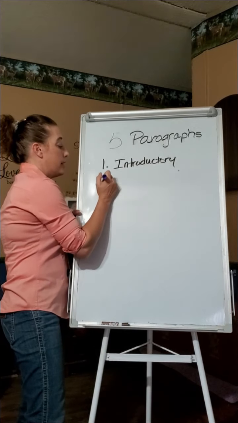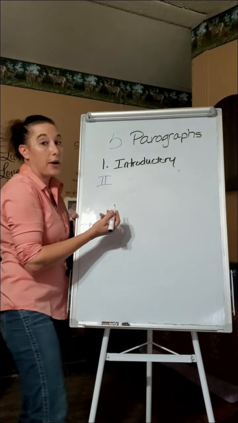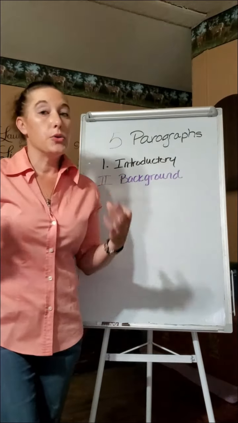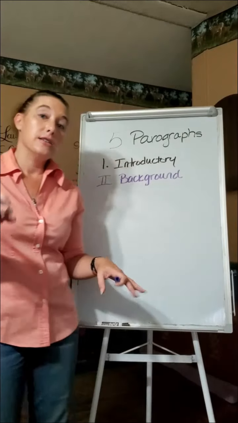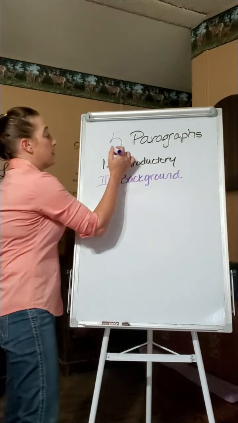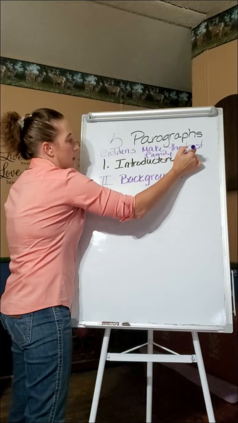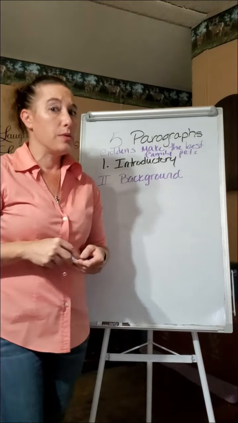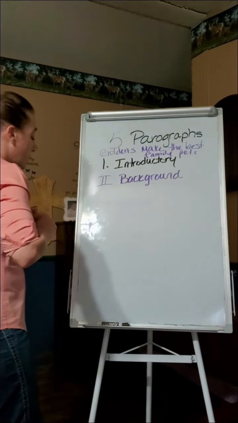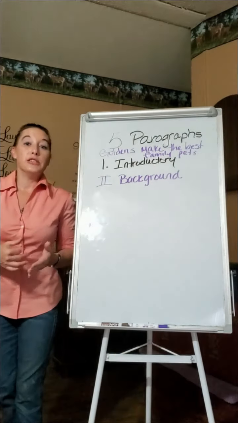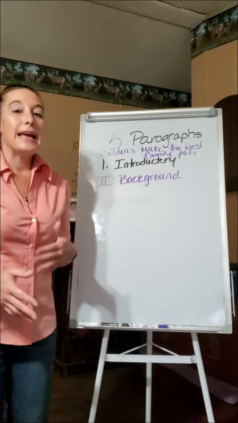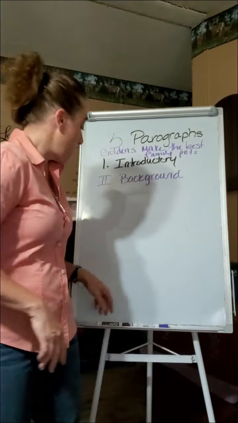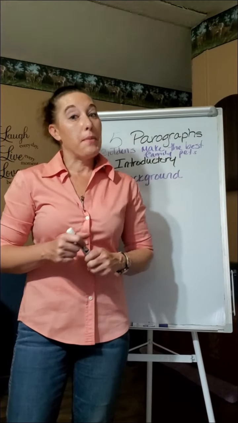After the attention getter, you need background information. Remember that your argument and or your main idea for your entire essay is Goldens make the best family pets. So what kind of information would be in the background? Well, background information needs to be just that. It needs to explain the basis of your argument. So you will need to do research for background information.